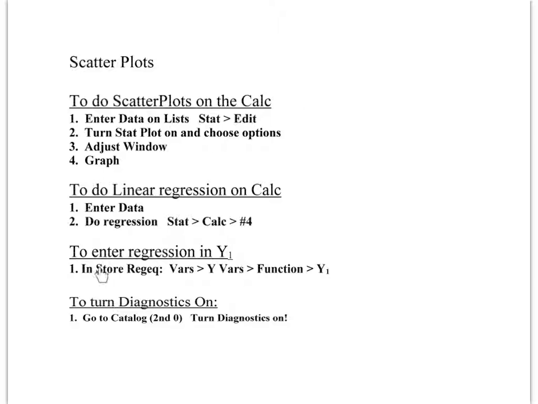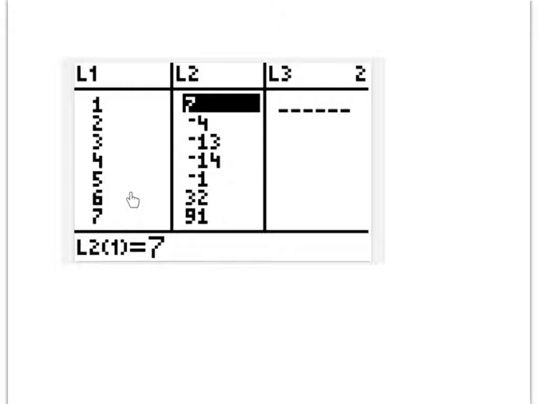Don't forget to store your regression in Y1 by going to vars, Y-vars, function, and then Y1. And please make sure your diagnostics are on. Turn your diagnostics on, and we've done all this before. You can see on my calculator now, I've entered my list. You can't see 8, but if I scroll down, you would see 8 too. 8, I think, was 182, so 8, 182. My x's are 1, 2, 3, 4, 5, 6, 7, 8, and my y's were 7, negative 4, negative 13, negative 14, negative 1, 32, 91, and 182, right?